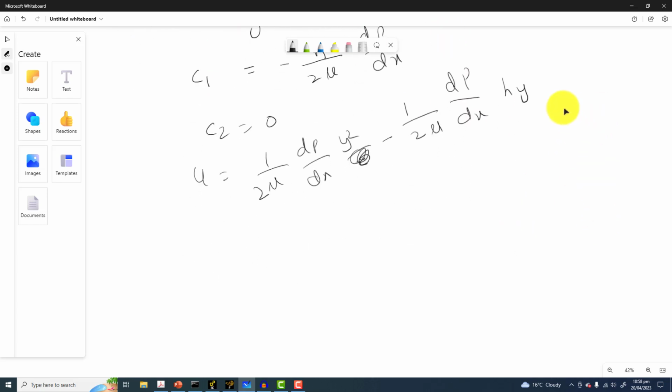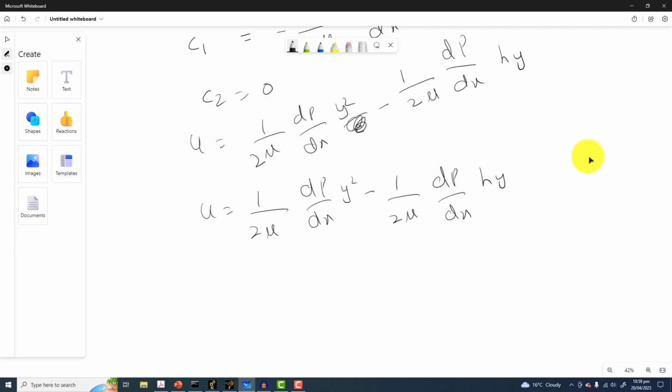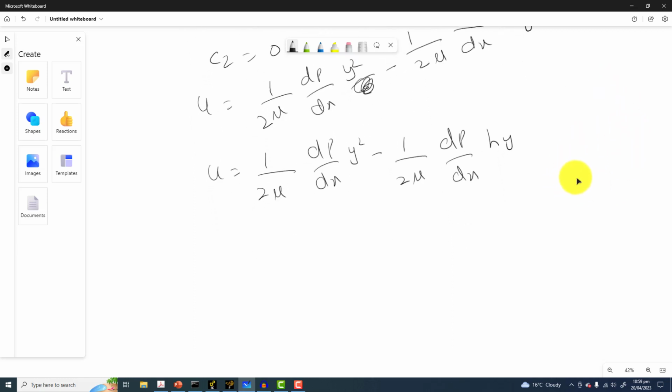Okay, so let me write down this thing again. So u is equal to 1 upon 2 mu dp by dx, y square minus 1 upon 2 mu dp by dx hy. Okay, so from here we can take out common minus 1 upon 2 mu and dp by dx. So we have hy minus y square.